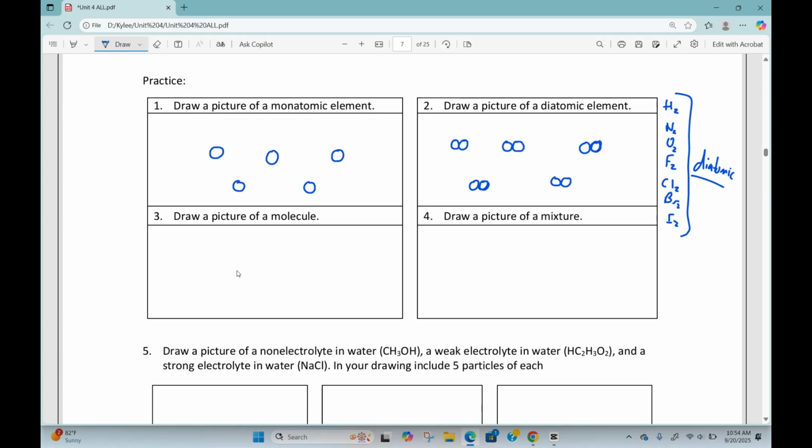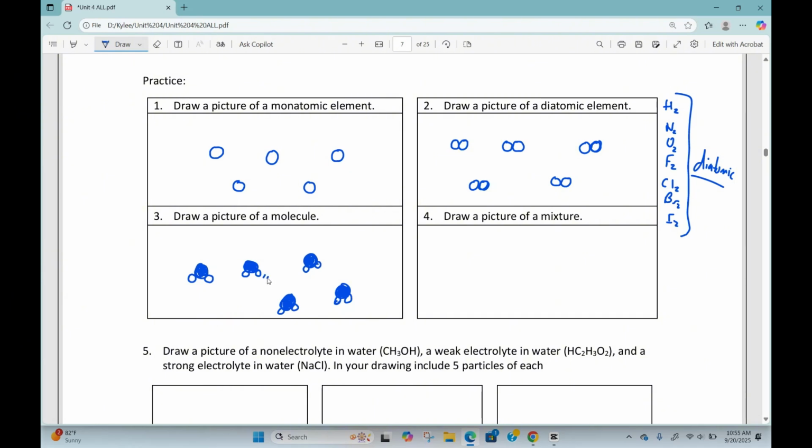So in number 3, they're asking me to draw a picture of a molecule. So I'm just going to use water, and I'm going to use open for my hydrogens, and then I'm going to shade in for my oxygen. So again, for consistency, I'm going to draw 5 of them. And they don't ask me to, but because this is water, I could also show hydrogen bonding.